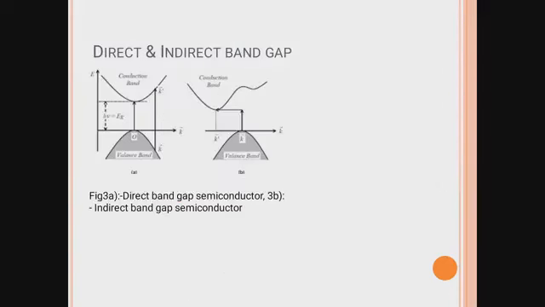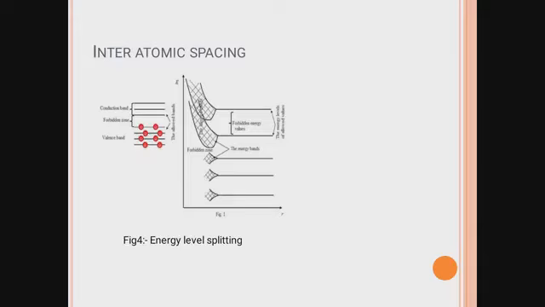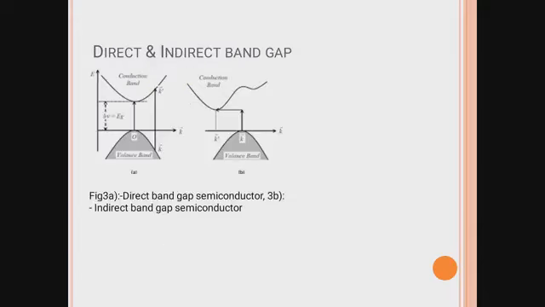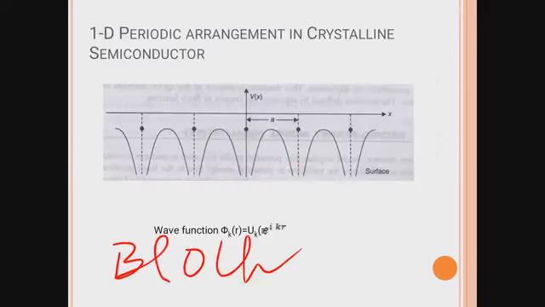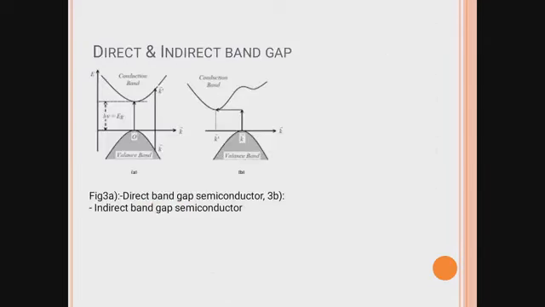So now my next slide is direct and indirect band gap semiconductors. This is the reduced zone scheme we have seen already in the previous slide, which basically comes out from this periodic structure. This is the valence band and this one is the conduction band. Similarly this one is the valence band, this one is also the conduction band. So why is it called direct band gap and why is it called indirect band gap?